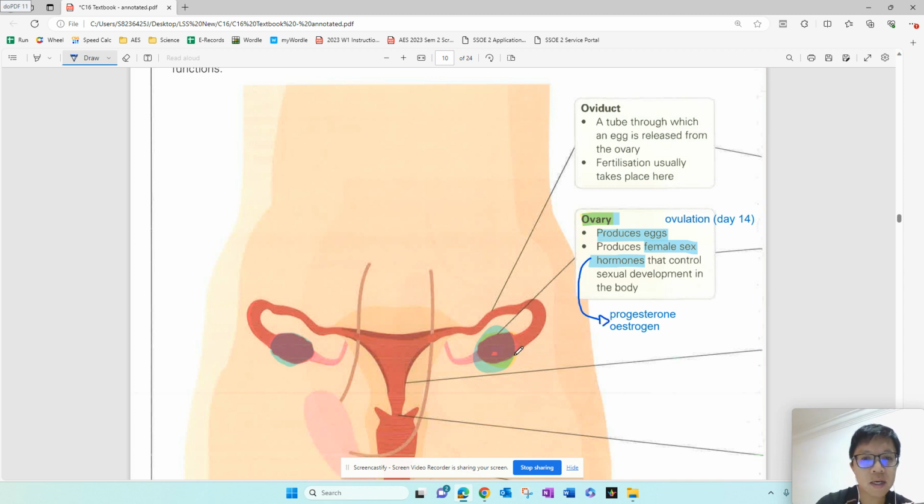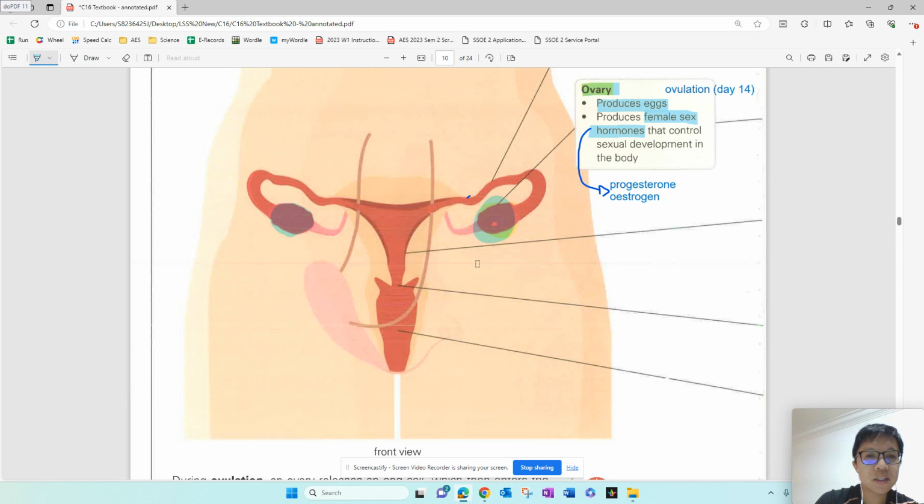Okay, so the eggs are released and they will travel through this tube, and this tube is known as the oviduct. When they travel through the tube, they'll be waiting for the sperms to arrive. If the sperms fertilize the eggs, it will be at the oviduct. So the fertilization takes place in the oviduct. All right, let's say the fertilization takes place.